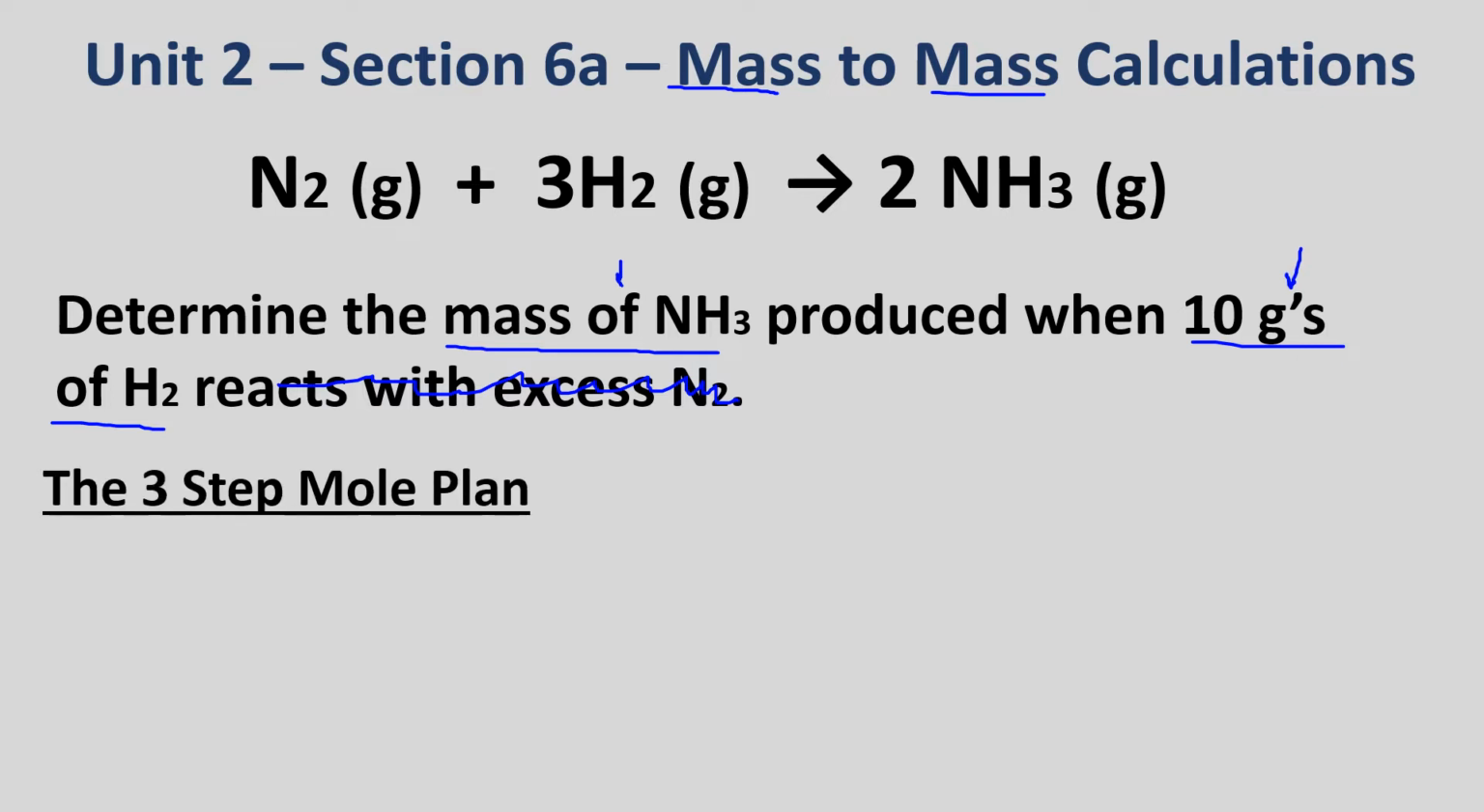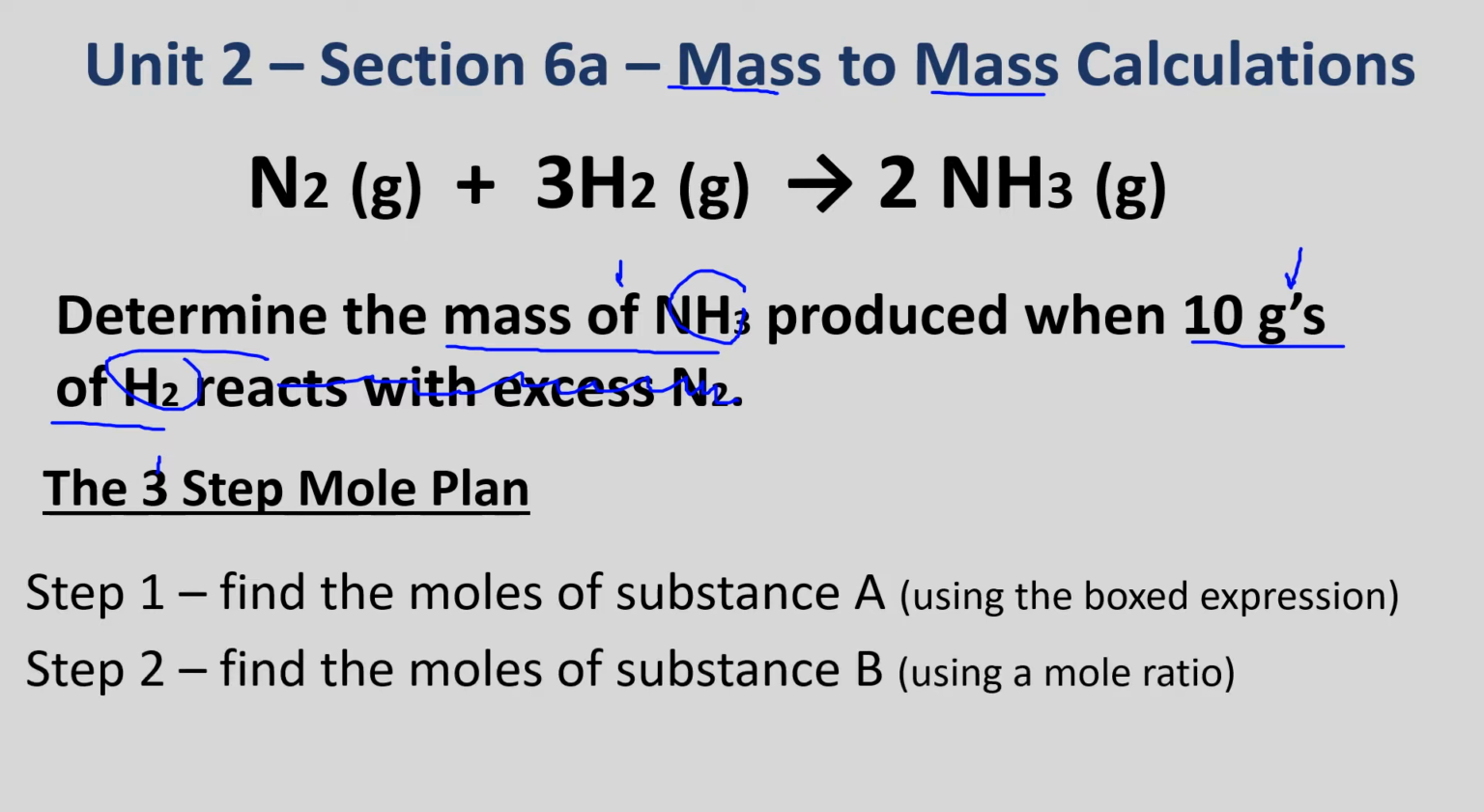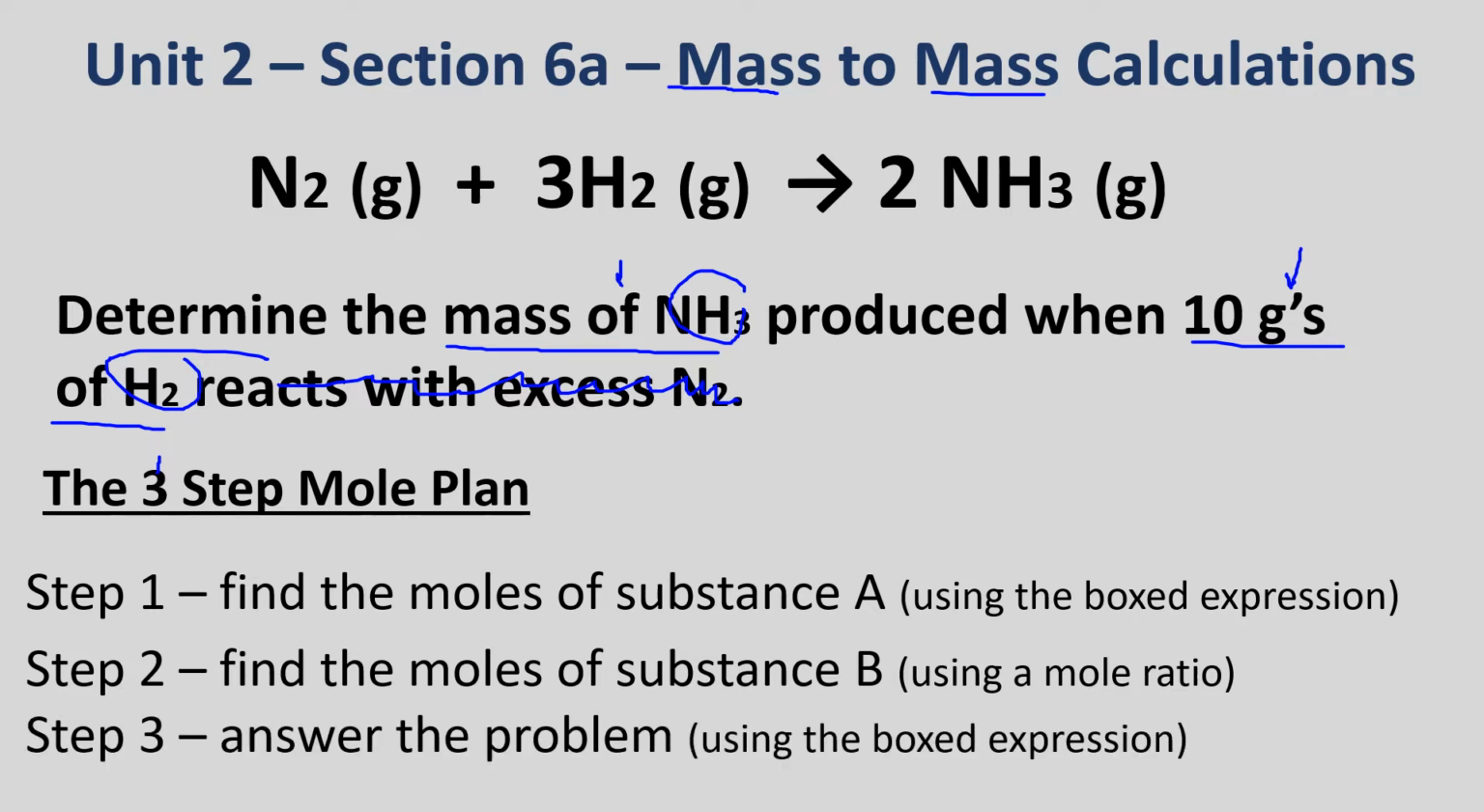To answer this problem, when we have different substances, NH3 and H2 are different substances. So when we're asked to go from mass of one to mass of the other, it's going to take us 3 steps. Step 1, we are going to find the moles of substance A using our boxed expression. Step 2, we're going to find the moles of the other substance using our mole ratio, and that comes from our balanced equation. And then step 3, we're going to answer the problem, which will probably require us to use the boxed expression once again.